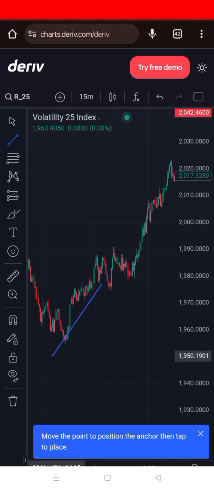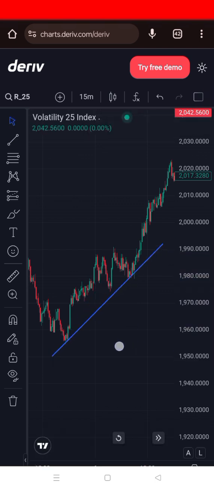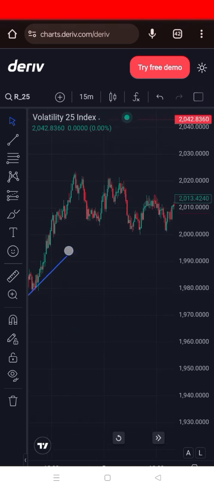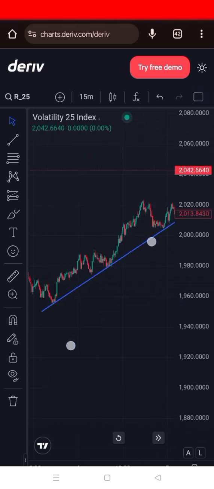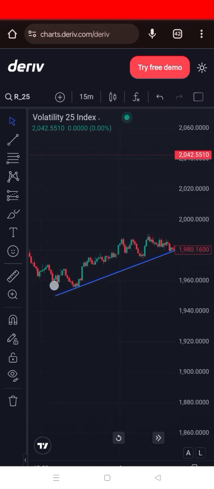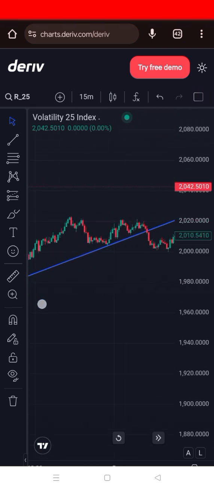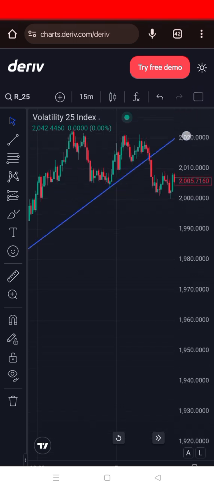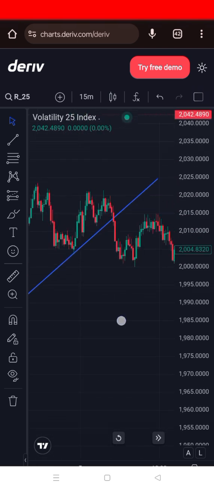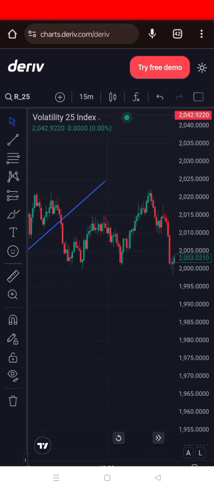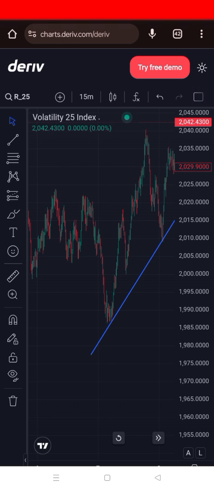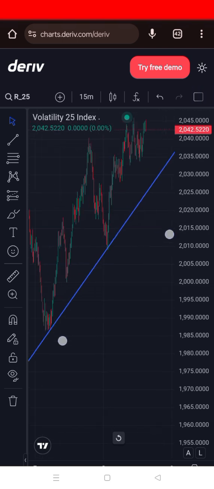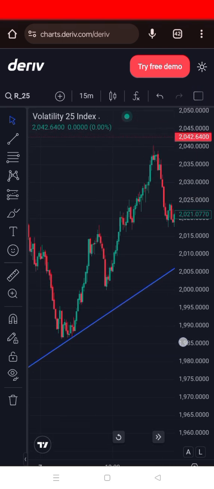So let's see how it normally behaves whenever it touches the trend lines. We can see at this area here the candlestick touched twice, then the third time it went slightly up and then went down. So guys, don't forget I'm using my mobile phone. You can see at these areas here the market touched the trend line and then pushed the market up, as you can see at this area, then broke out and went into a very big consolidation before it went up again.